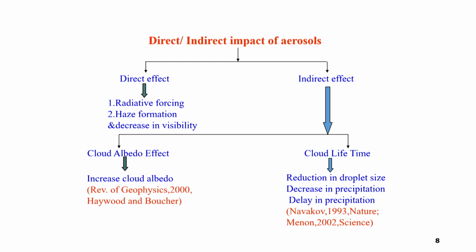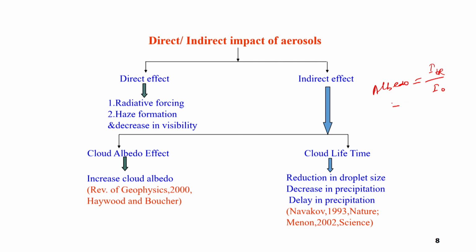So one is the cloud albedo effect. Cloud albedo effect, what is that actually? So what is albedo? Albedo we discussed in the previous lectures: it is the intensity of the incoming solar radiation that is reflected back to the atmosphere, divided by the total radiation that is coming to the earth's surface. So it is the intensity of the reflected radiation to the intensity of the incoming solar radiation.